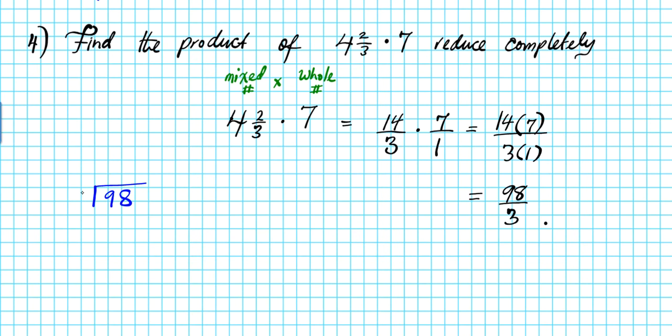98 divided by 3. 3 goes into 9 3 times. 3 times 3 is 9. Subtract, bring down 8. 3 goes into 8 2 times. 2 times 3 is 6. Subtract. Your remainder is 2. So 98 over 3 can be written as 32 whole number, remainder 2 over 3 as a mixed number.